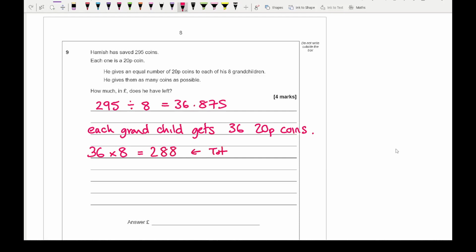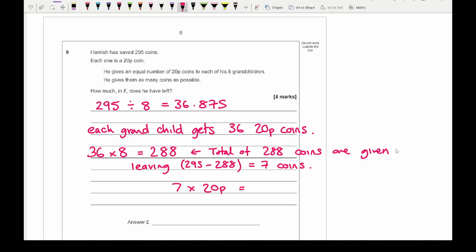So a total of 288 coins are given out, and then if I do 295 take away 288, that gives me an answer of 7 coins, and 7 times 20p is going to give me an answer of £1.40. So how much money does the granddad have left? Well, that's going to be £1.40.